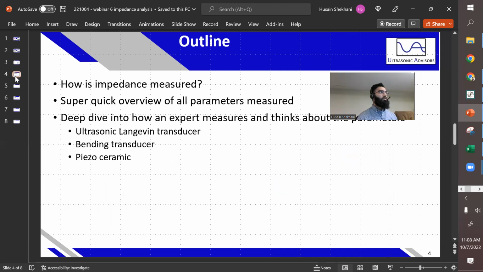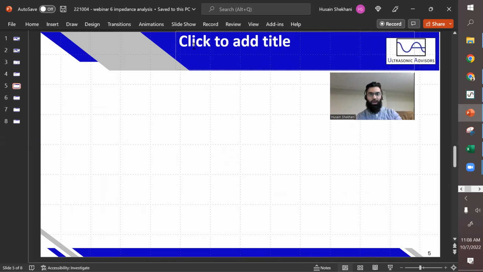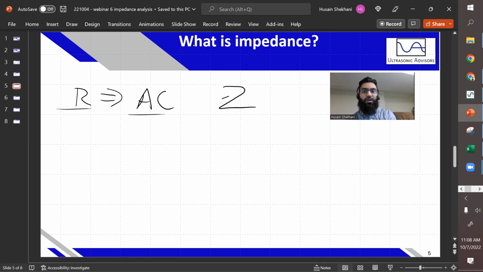So let's talk about how impedance is measured, or what exactly is impedance? I'm going to be going over this very quickly. I assume most people know what it is. For reference, impedance is almost like resistance for the AC case. Everybody's familiar with resistance, a resistor, but it's like a resistor for an AC case. It's denoted by Z. And because it's an AC measurement, it also has a phase angle associated with it.